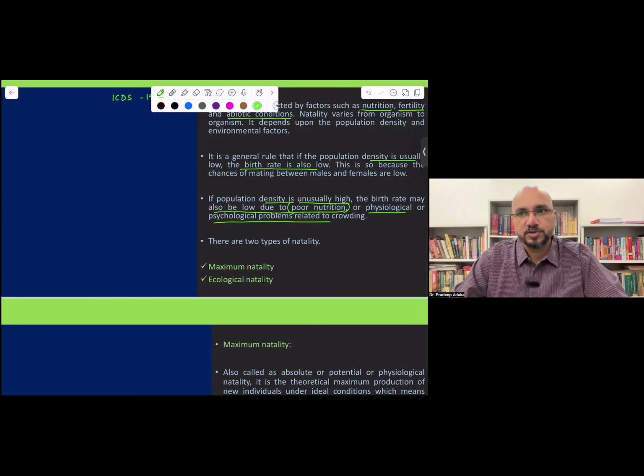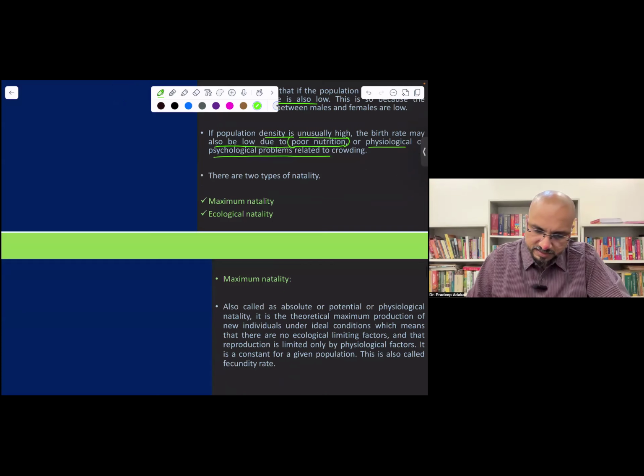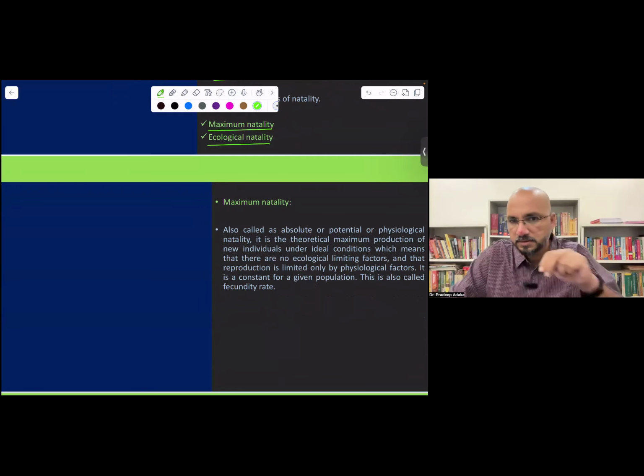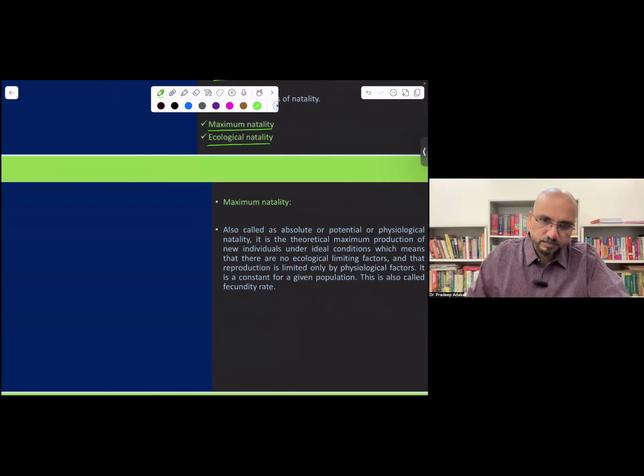Unusually low population density is also not favorable because the chances of meeting of two individuals is very less. Now, with respect to natality, there are two concepts, that is maximum natality and ecological natality. So maximum natality is basically the absolute or potential or physiological natality. This is often referred to as fecundity rate. This is the potential of the organism. It depends upon how many gametes it is producing.